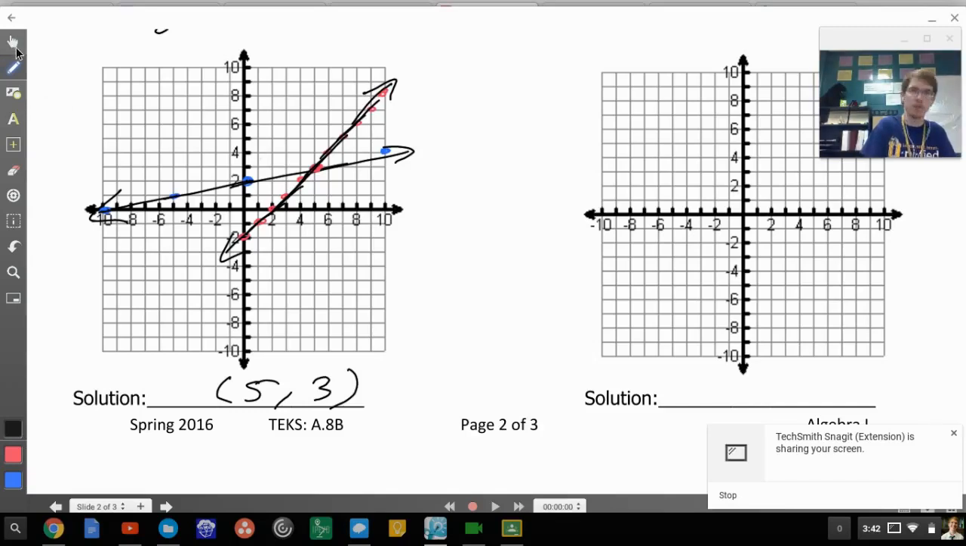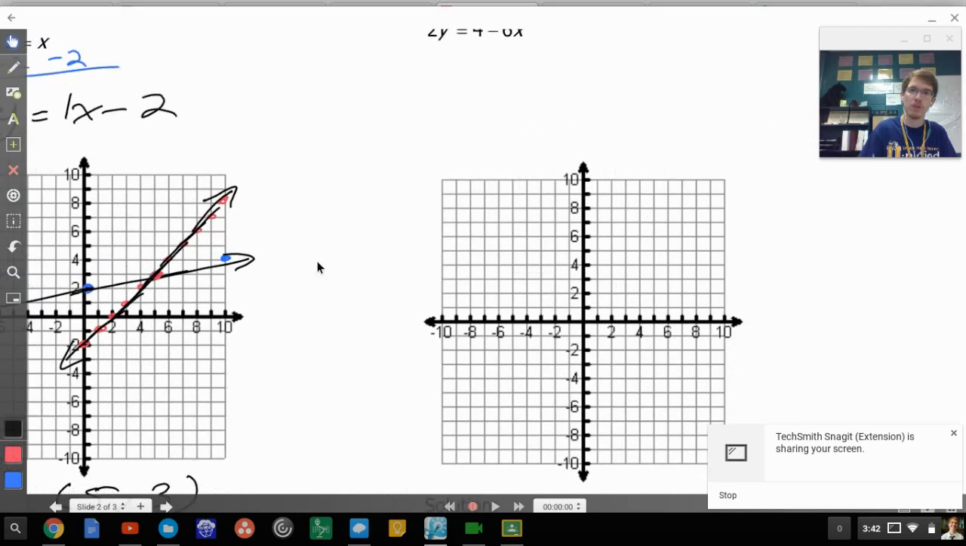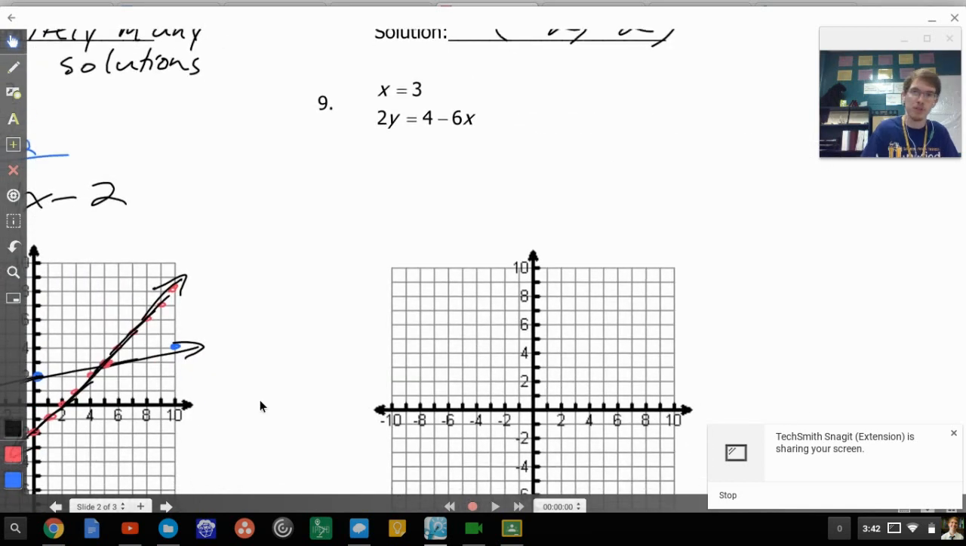Alright, let's do this next one. We have x equals 3, which I know offhand. X equals 3 tells us it's going to be a vertical line. So I'm going to have a vertical line that goes through 3.